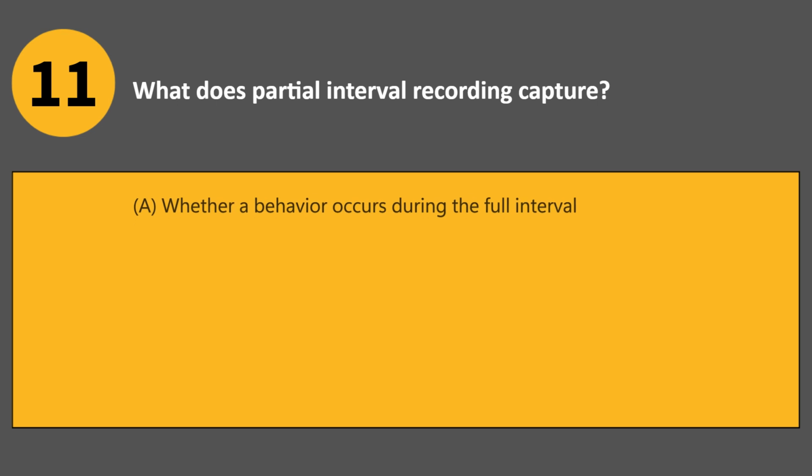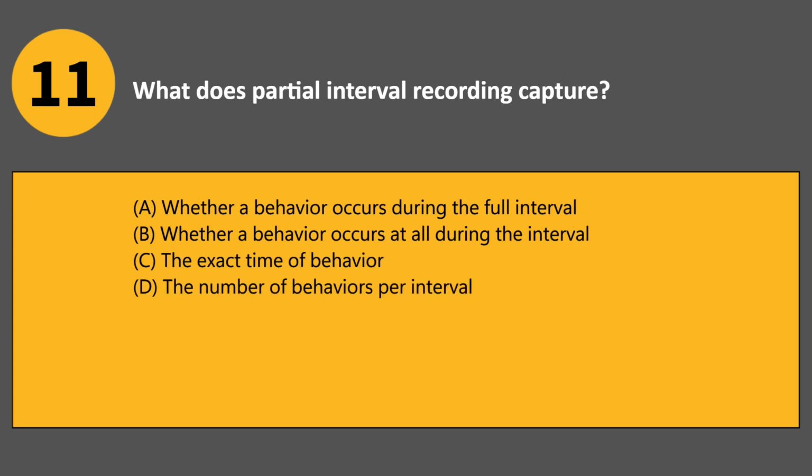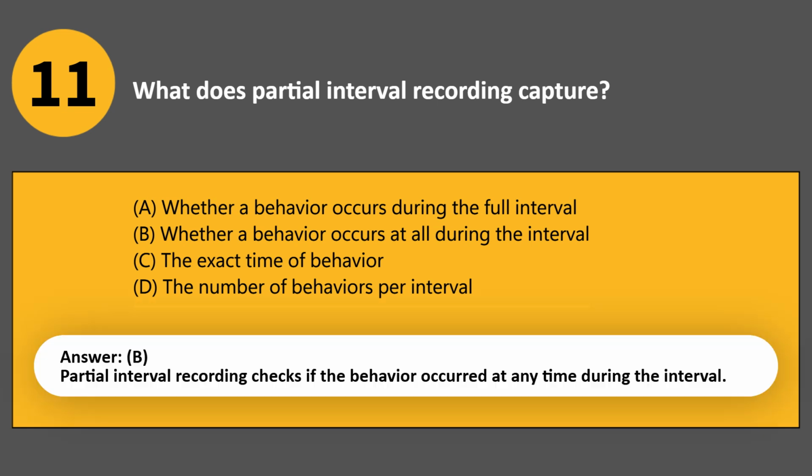What does partial interval recording capture? A. Whether a behavior occurs during the full interval. B. Whether a behavior occurs at all during the interval. C. The exact time of behavior. D. The number of behaviors per interval. Answer: B. Partial interval recording checks if the behavior occurred at any time during the interval.